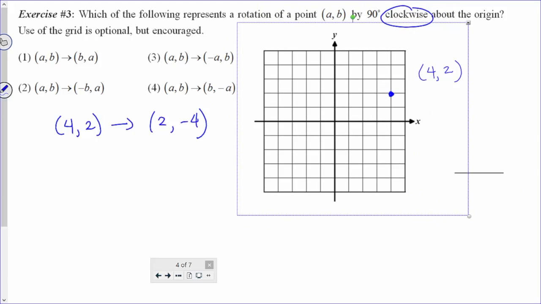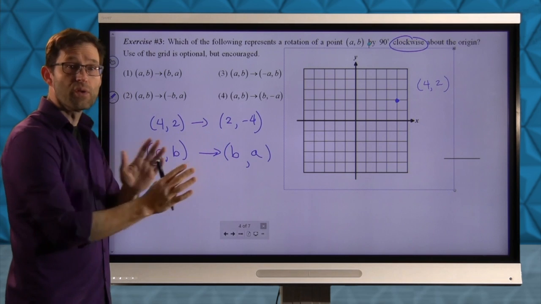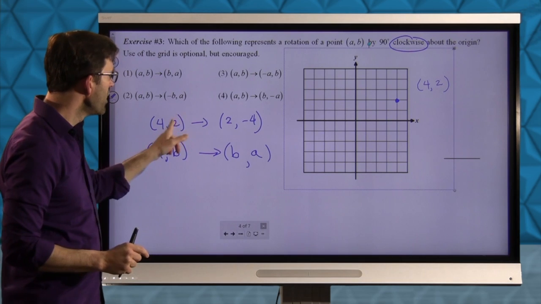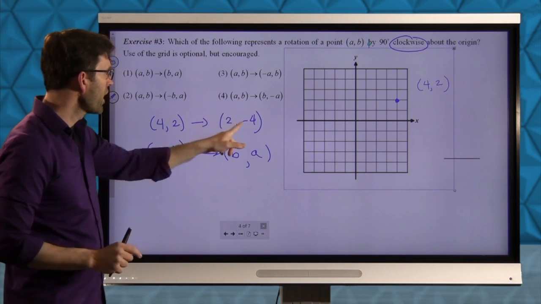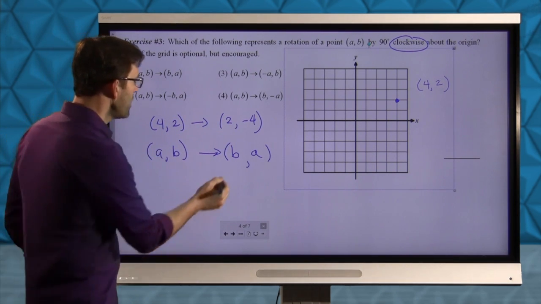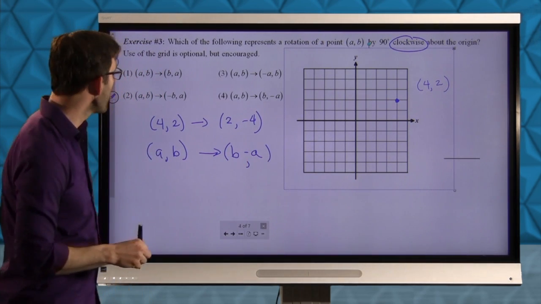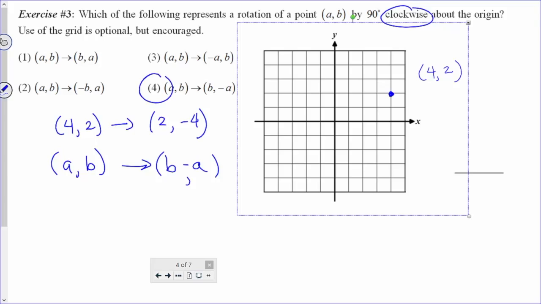Let's go back to there. So if we then had a point A, B, what exactly happens? Well, it looks like the two switch places, right? The 4, 2 became a 2, -4. So they switched places, and then what happened? Nothing really happened to this one. The 2 stayed a 2. On the other hand, the 4 got negated. So it appears the general rule is B, -A, which is choice 4.